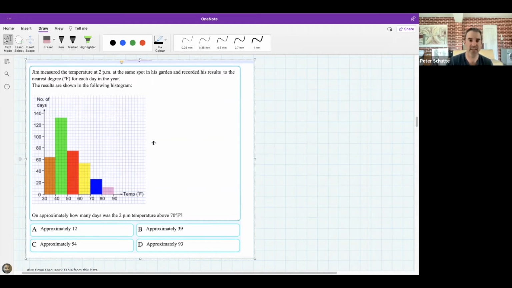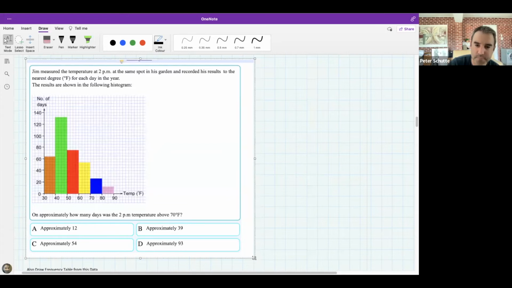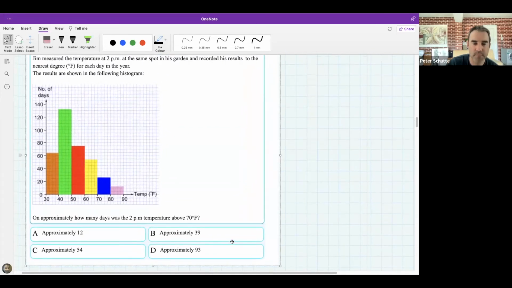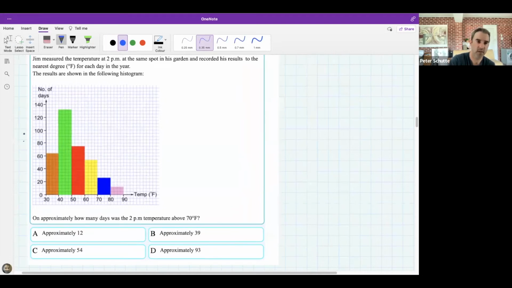So each of these is saying he's measuring it each day of the year. And on some of the days, it's between 30 and 40. And some of the days, it's between 40 and 50. And the question is asking how many days was the temperature above 70 degrees Fahrenheit. I want to see, can you work it out from the drawing? Remember, a histogram always has a frequency on the one side and then intervals along the bottom.